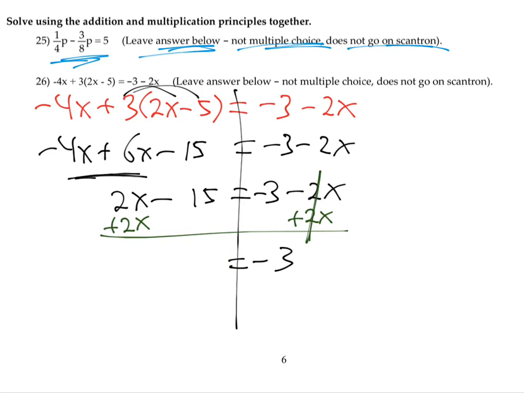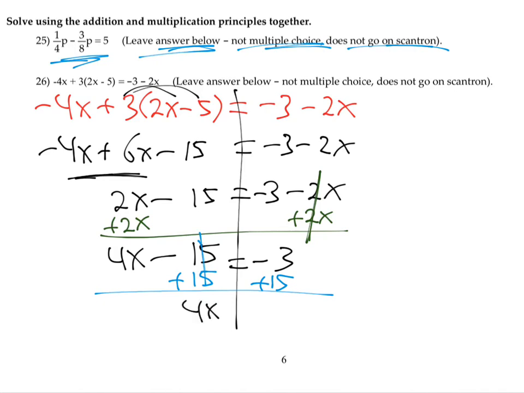And so now, this is 4x minus 15. To get x alone, add the 15. Those cancel. 4x is 12. 15 minus 3 is 12. Last step to get x alone: divide by the 4. x is 3. So just leave that on your paper. Those last two, just like that. It's not multiple choice.